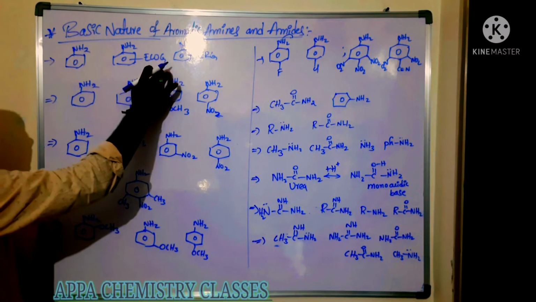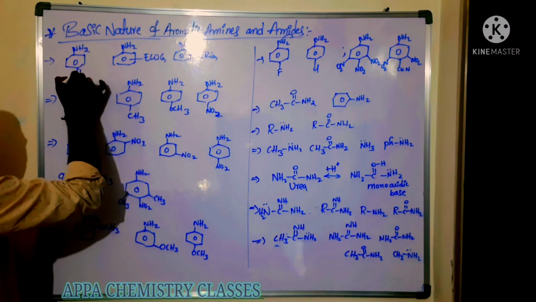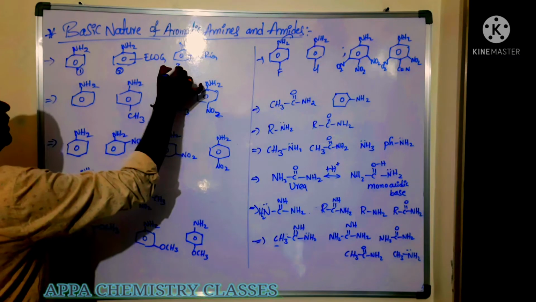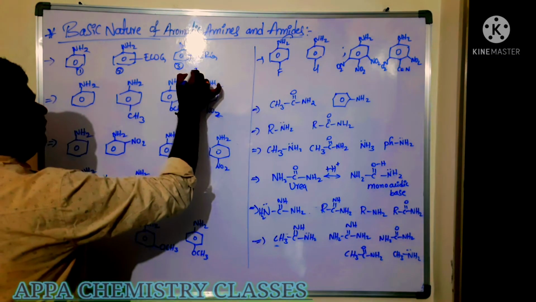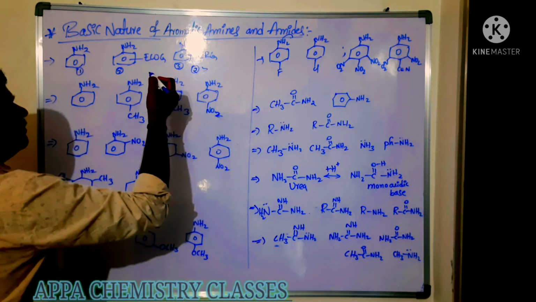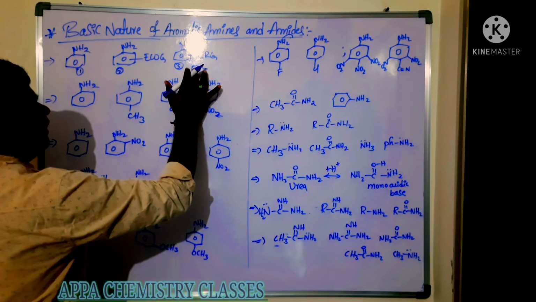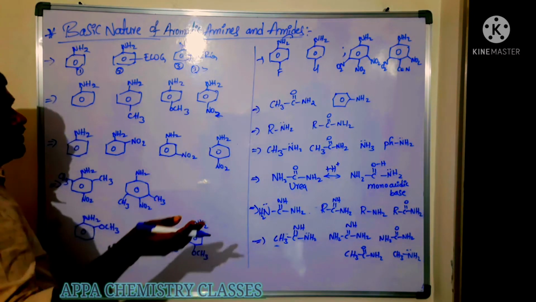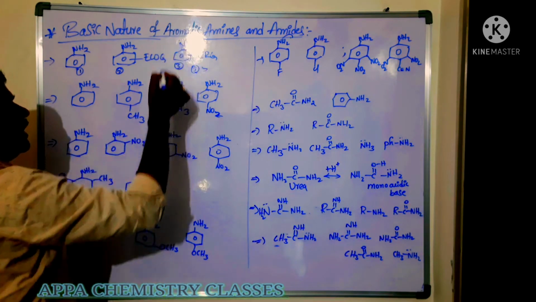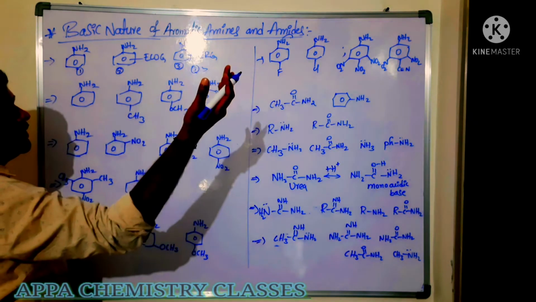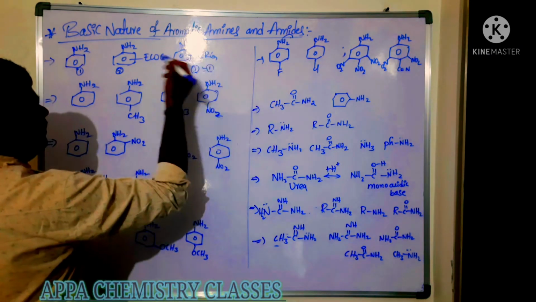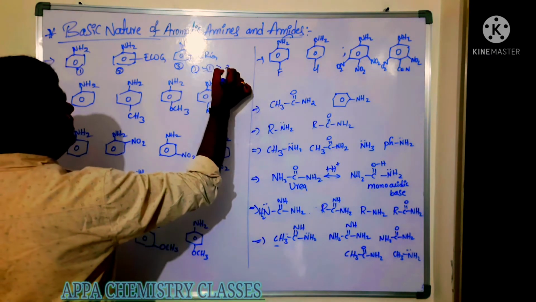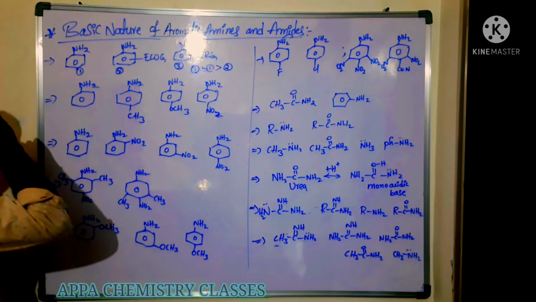Aniline with electron withdrawing group, electron releasing group. Just now we had discussed. The aniline with electron releasing group will have the more basic nature. Electron releasing groups will increase the electron density over the nitrogen. Then that nitrogen can easily donate the pair of electrons. After that, without any substituent. After that, least one is with electron withdrawing one.